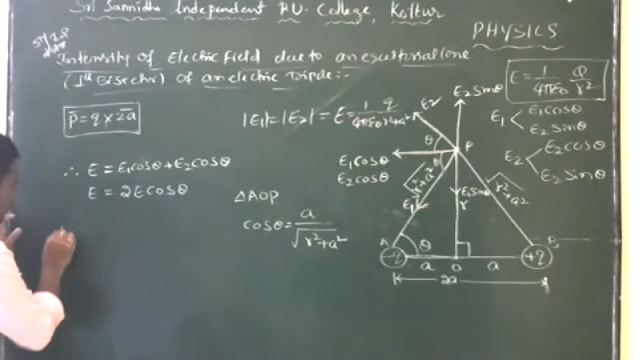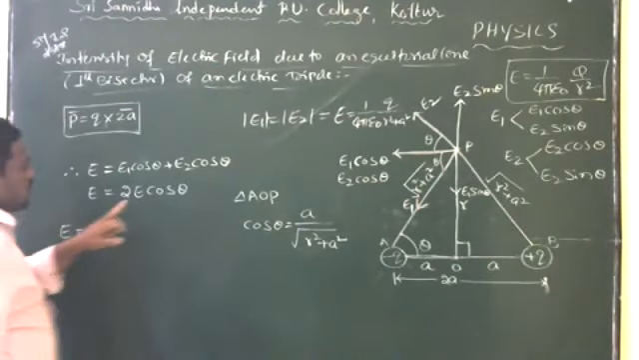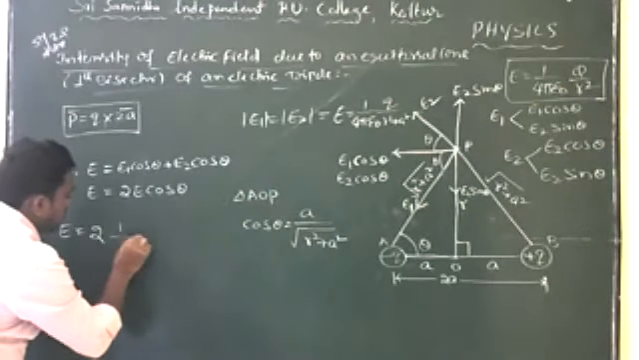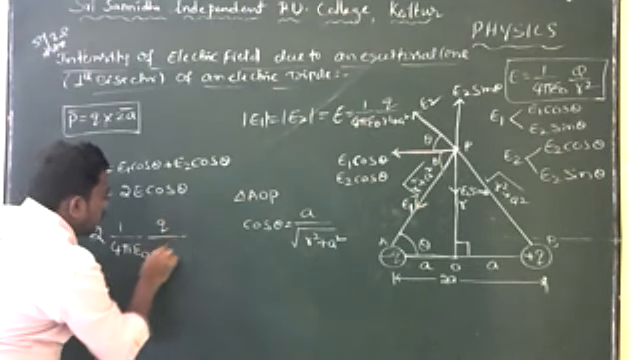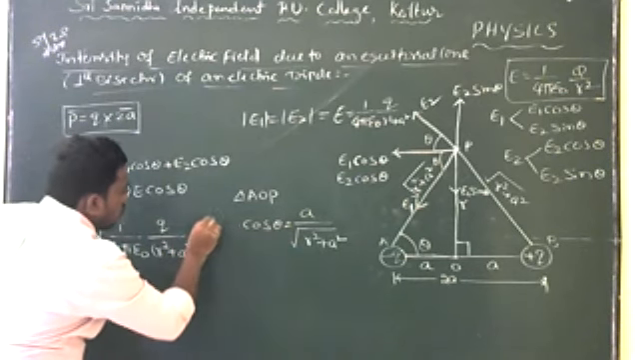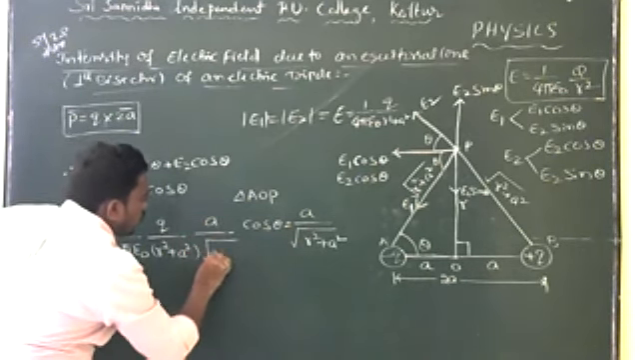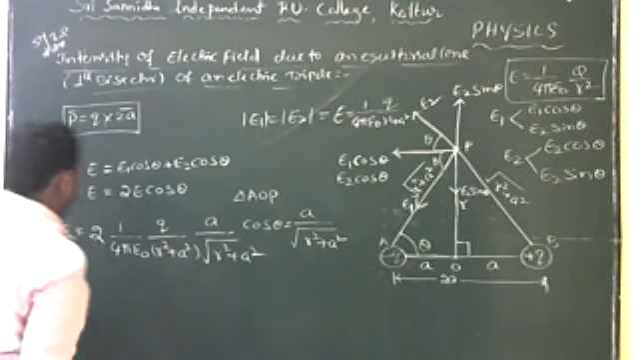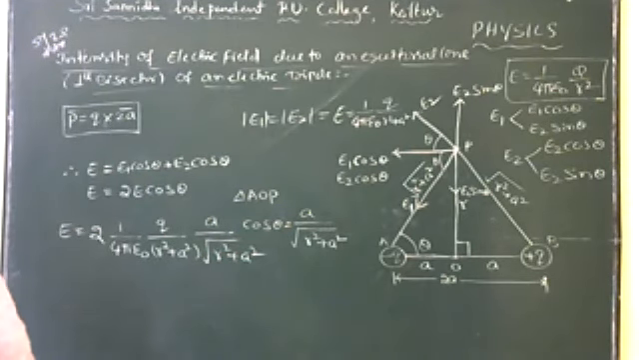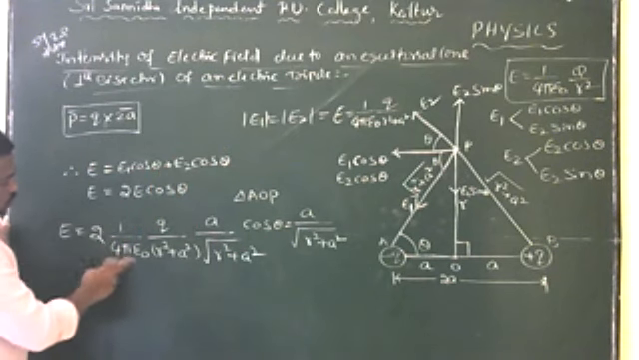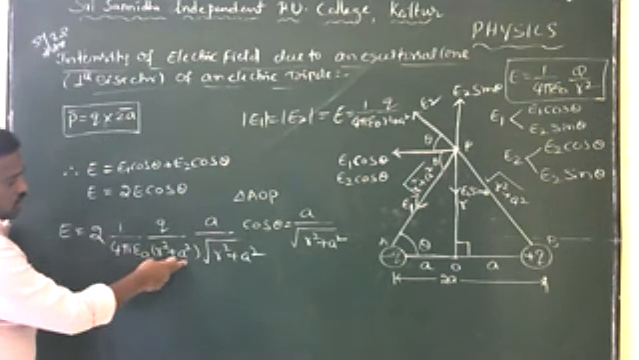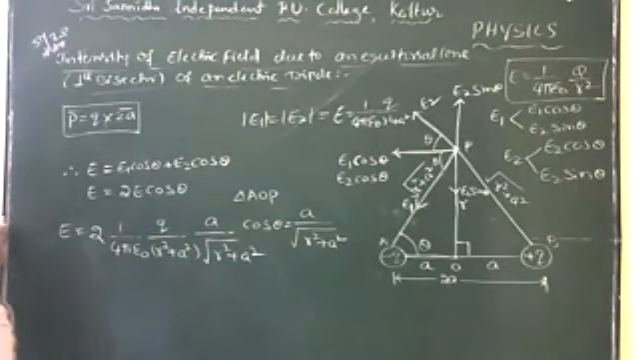So now substitute the value. E is equal to 2E, where E is 1 by 4 pi epsilon naught Q divided by R square plus A square. The cos theta value is A divided by square root of R square plus A square. So E is equal to 2 into E, with equal magnitudes E1 equal to E2 equal to E, which gives 1 by 4 pi epsilon naught Q by R square plus A square into A divided by square root of R square plus A square.